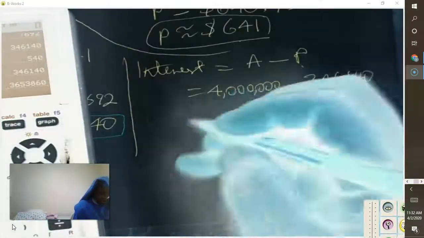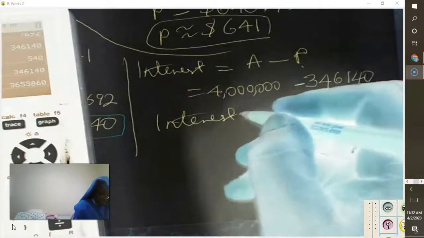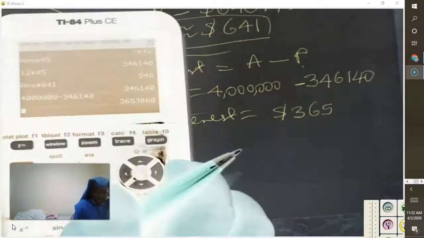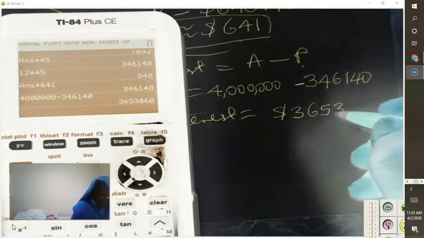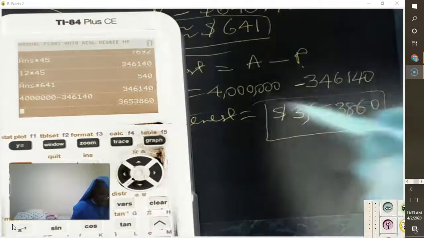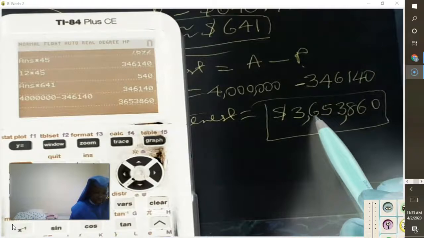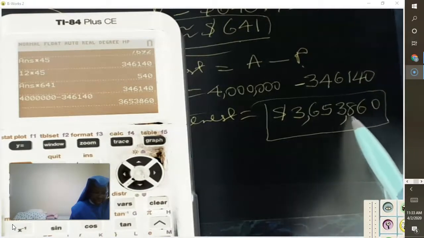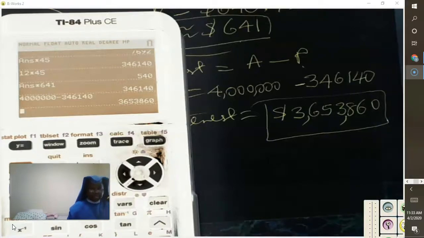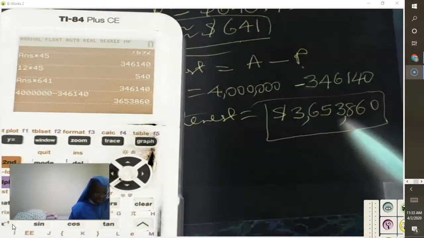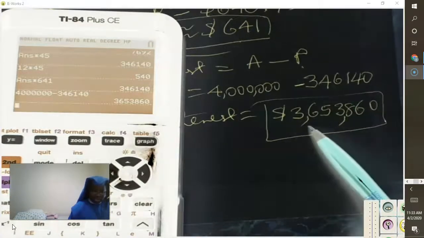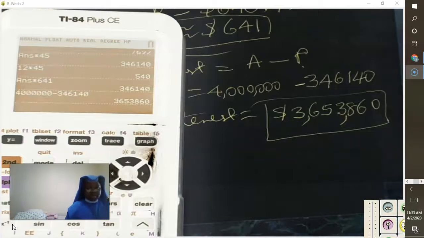3,653,860. Okay, and put the commas. Wow, you earned interest of 3,653,860. Wow, that's a great investment. Very great investment here. When you deposited only this amount, you deposited only 346,140, and then you gain this because it's fixed. All right, good investment.